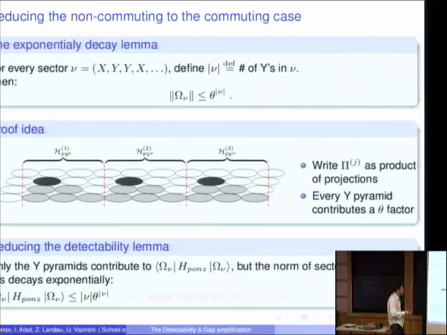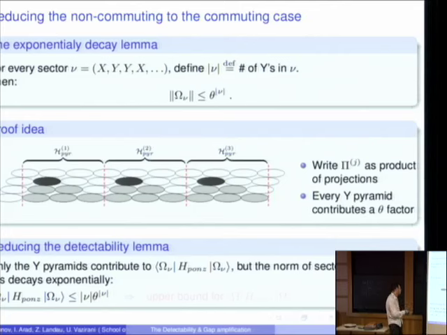The way to prove it is to write pi j, which, I remind you, is the projection into the accepting space. We can write every pi j as a product of the complement of the projections in that layer. So if we have a product of pi 1 times pi 2 times pi 3, we have this huge product of operators, and from this product it is possible to extract this pyramid here. And whenever we have a y sector, we know that the product of all the operators in the y sector must get a theta factor. Therefore, we get an overall factor of theta for every y sector. Therefore, we have this exponential decay.